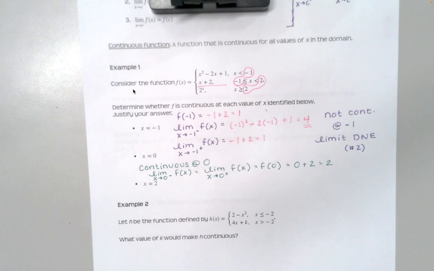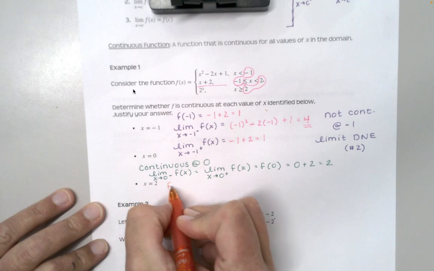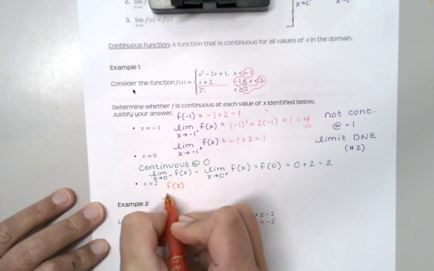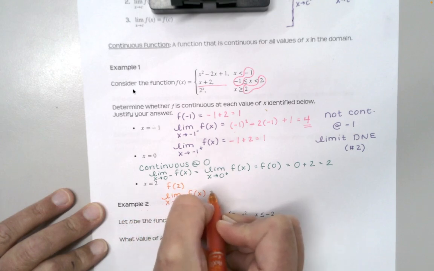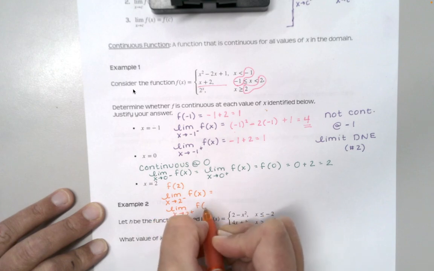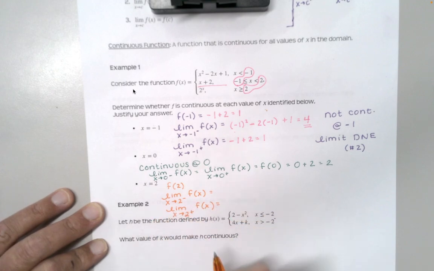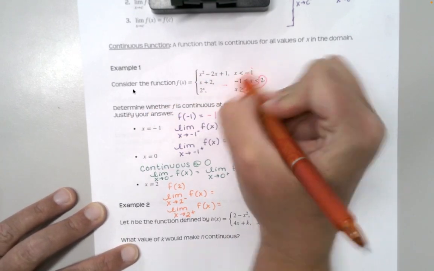Okay, let's check out what's happening here at x equals 2. At x equals 2, I am looking at, again, I want f of 2. I want the limit as x approaches 2 from the left. And I want the limit as x approaches 2 from the right. Okay, I'm going to erase some of my scribbles up here so that these aren't in the way.